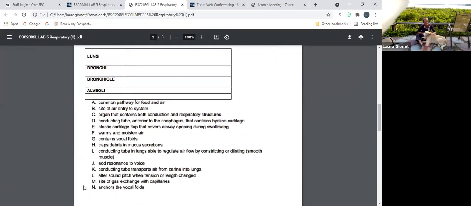H traps debris and mucus secretions. Well, honestly, again, wherever you have mucus, which is in the nasal cavity, in the sinuses, in the trachea, the bronchi, really, wherever you have mucus being released, you're going to have that same function. So it's not unique to any one area. But I will just say generally, as long as you give one major function for those structures, you'll be fine.